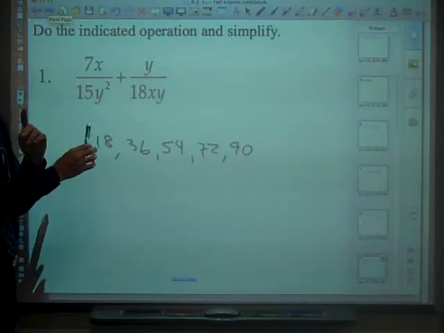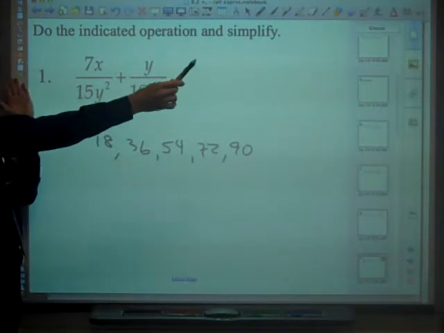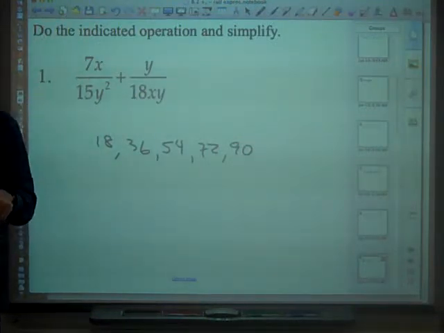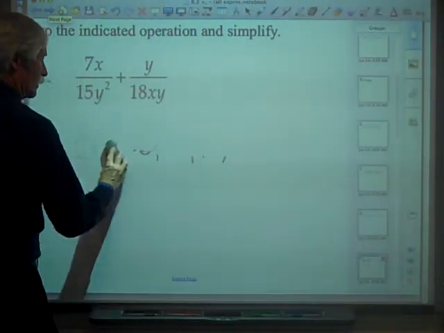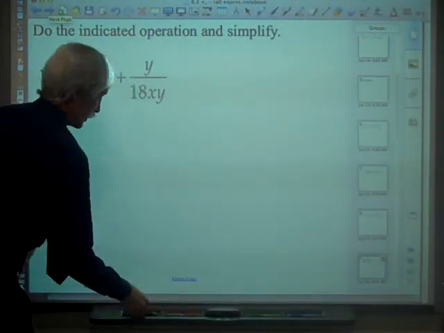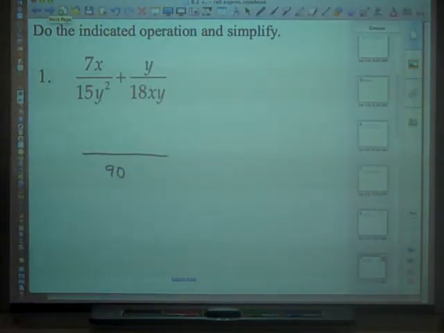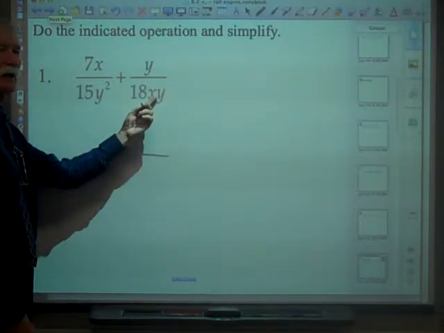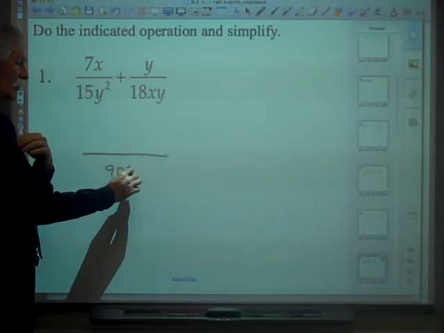What you might do is what Dan said and just use 15 times 18. Use the big denominator and then cancel it back down later. So 90. What's the common denominator? It needs all of this in it, and it needs all of this in it. In order to have all of this in it, how many y's does it need? 90xy squared.